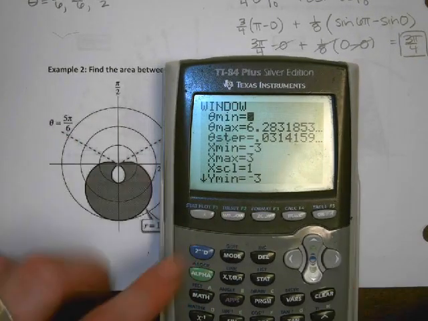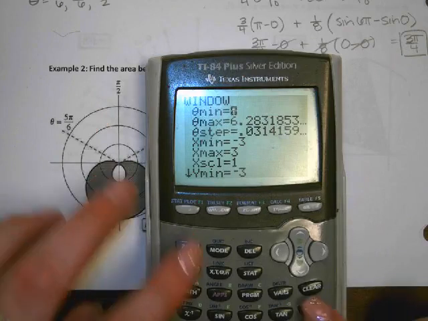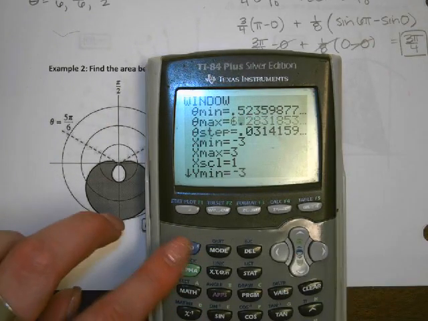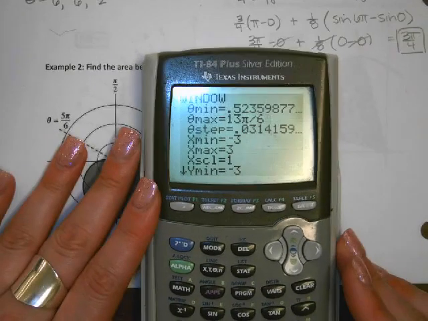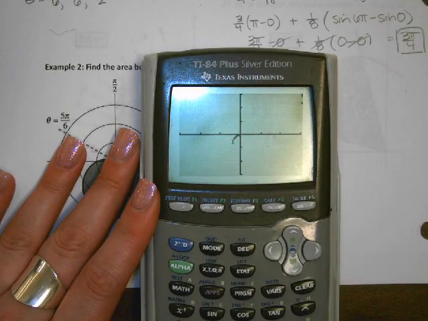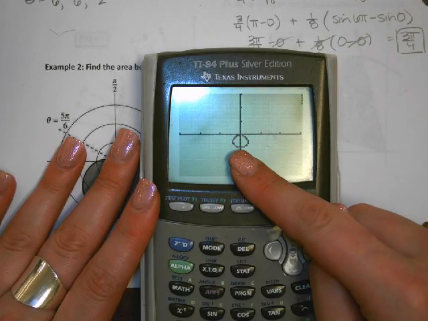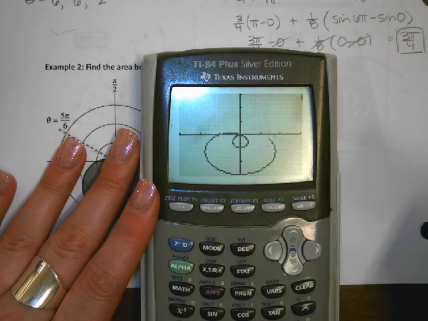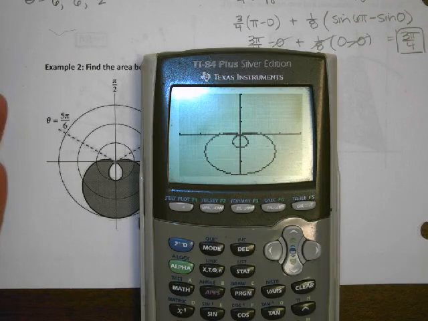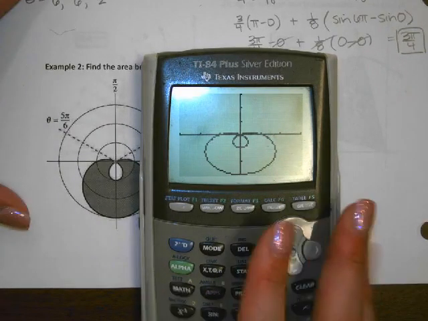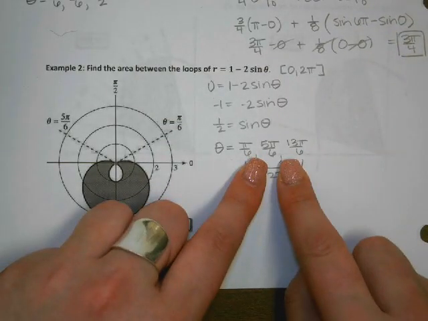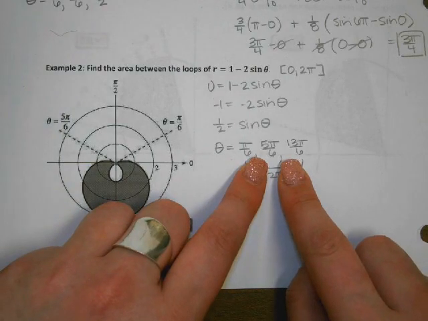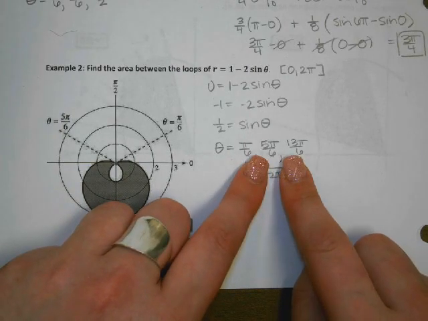So for my window, I'm going to change it to pi over 6 to 13 pi over 6, like this, and graph it. And now you can see the reason I did that is because I made it so that it would graph the inner loop first, and then it's going to graph the outer loop. And because my new interval is still an amount of 2 pi, it still graphs the whole thing. So if you look at this, you can kind of tell which one's the inner loop and which one's the outer loop because this interval is smaller, this interval is bigger.